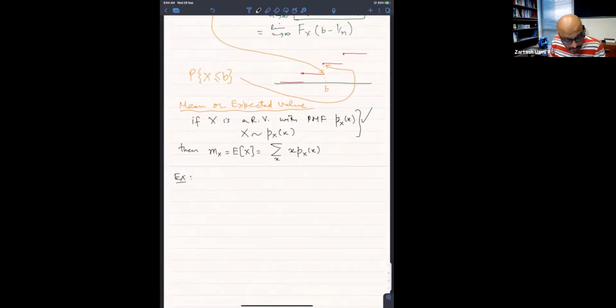So the example is, let's say you have a random variable Z, and the probability mass function of Z is 1/4 for the value 5, and PZ of 7 is equal to 3/4. How many different values can Z take? Z can take two values.